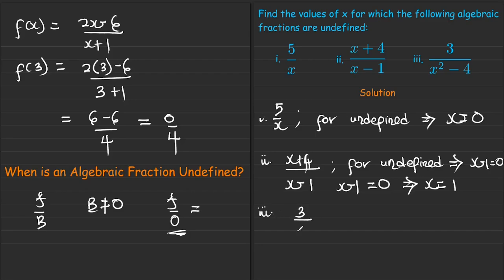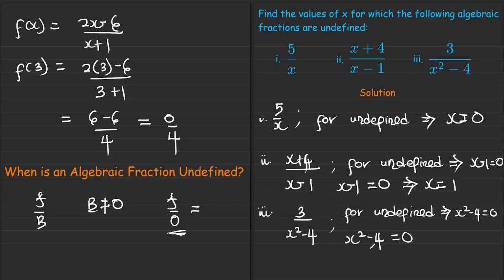So we have 3 over x squared minus 4. So we come again and say for undefined, it implies that our x squared minus 4 should be equal to 0. That is the denominator we have here should be equal to 0. Hence, if x squared minus 4 is equal to 0, how do we solve it? X squared minus 4 can then be written as x minus 2, that is applying the difference of 2 squares, x minus 2 and then x plus 2 being equal to 0.